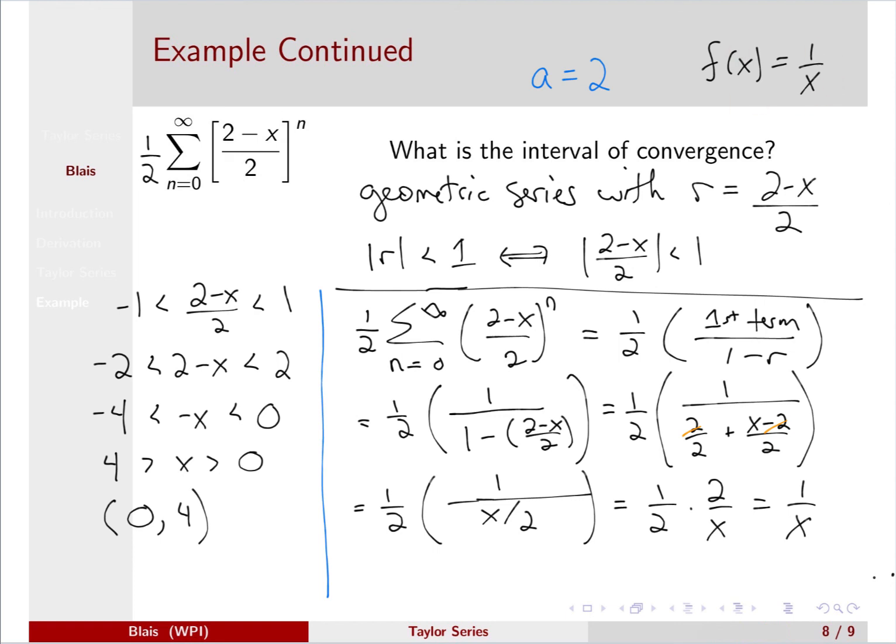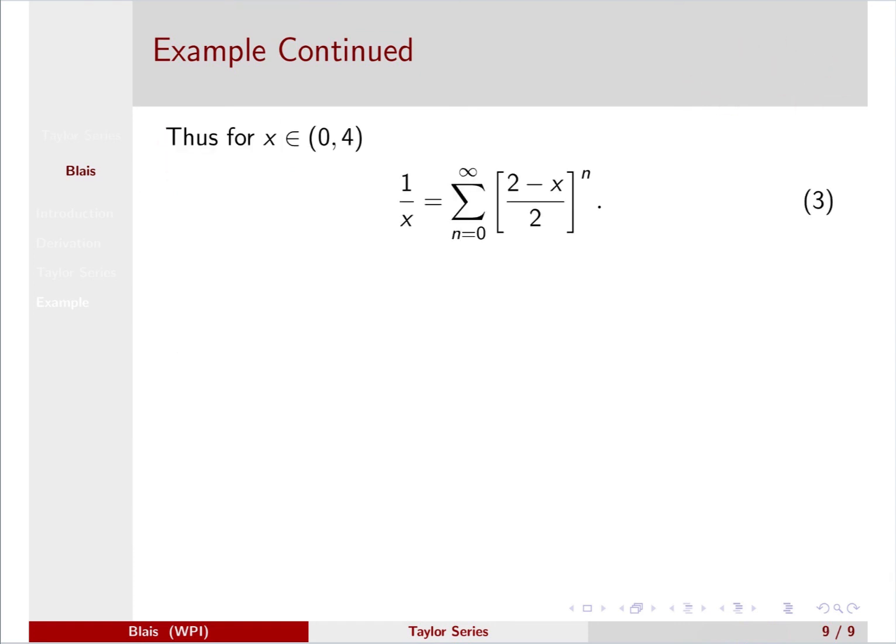So think of it like the same thing in disguise. So this is Batman and this is Bruce Wayne. So we have found this different version of 1 over x on the interval 0, 4. And again, note that our a, which is 2, happens to be the midpoint.